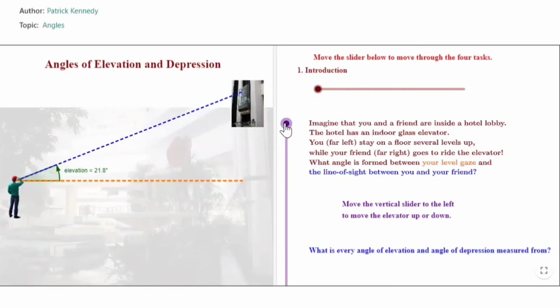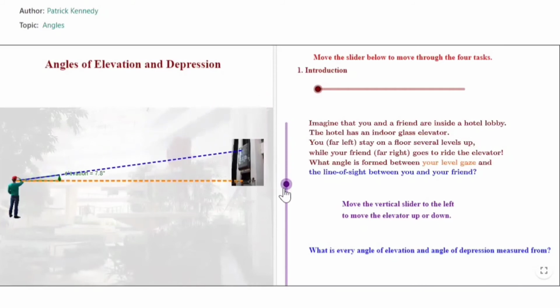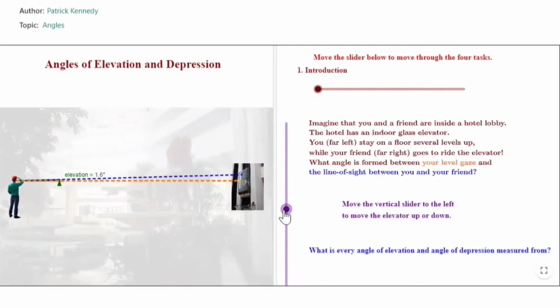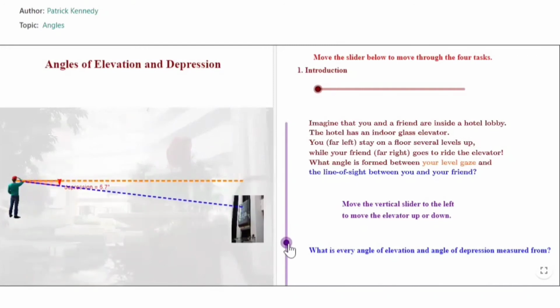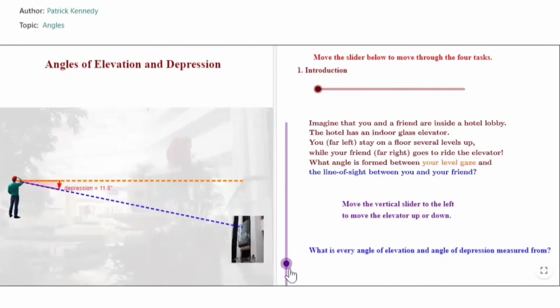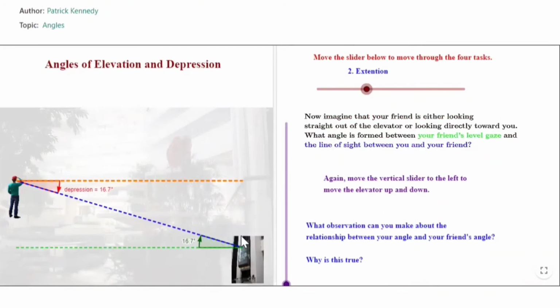Let us see if it goes down. The lift comes down and the angle of elevation is reducing now. This comes to the horizontal level. Now when it starts going down, the person needs to look down at the person. The angle that is being formed is the angle of depression. You can see this angle. So this is the angle of depression that is being formed.